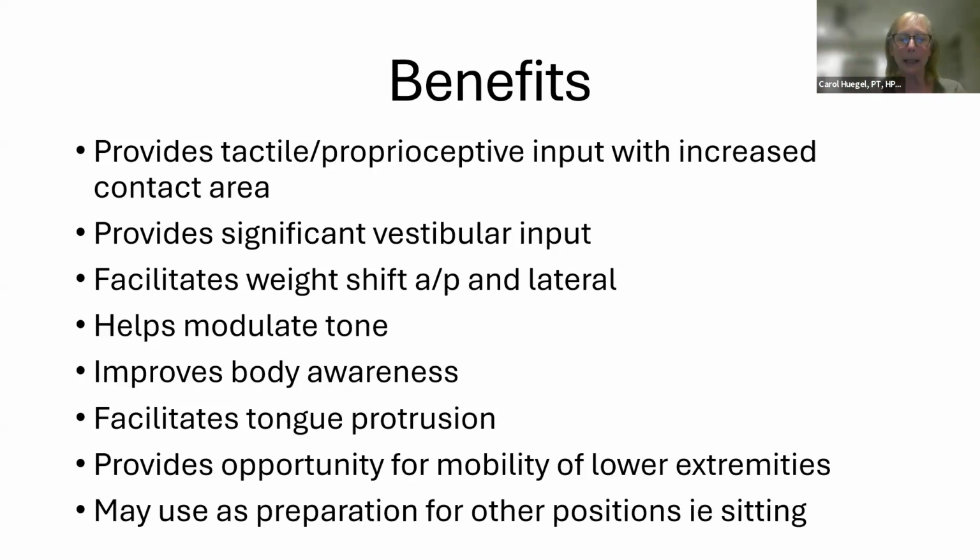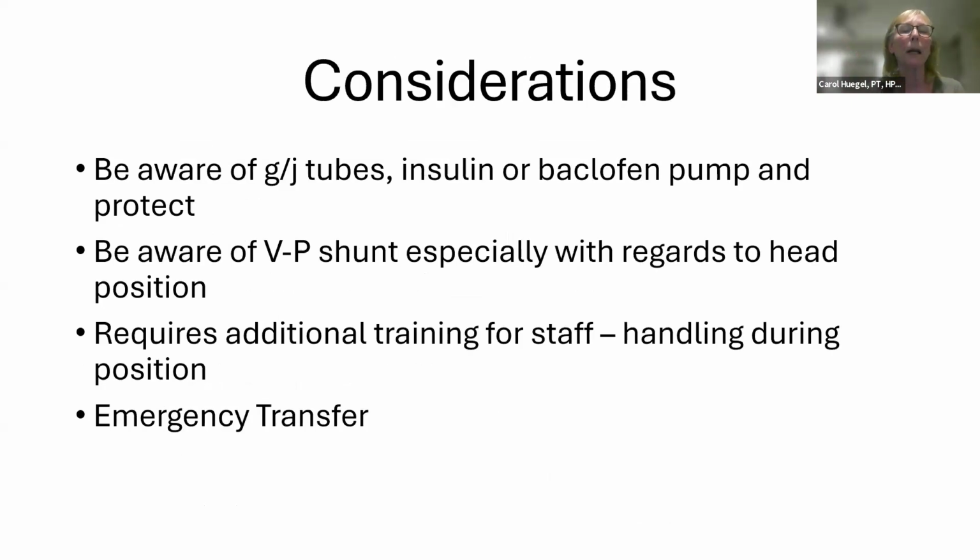And then, like I just mentioned, may use as preparation for other positions, such as sitting. So the things we have to think about when we're putting our patients in prone on the horse is, do they have G tubes, GJ tubes? Do they have an insulin pump, a baclofen pump? Anything that we need to protect there. And it could be something as simple as a little foam donut over that area.